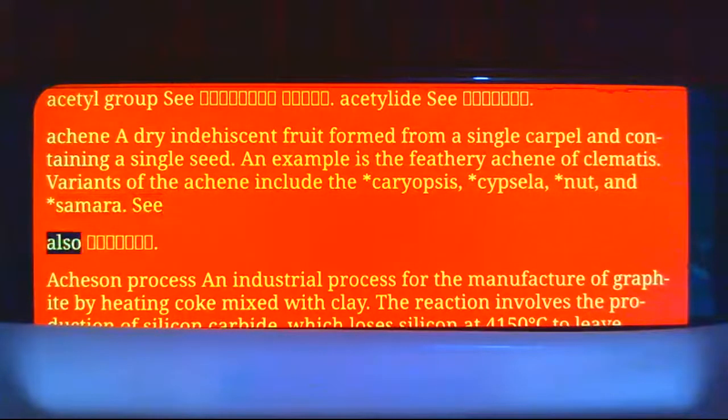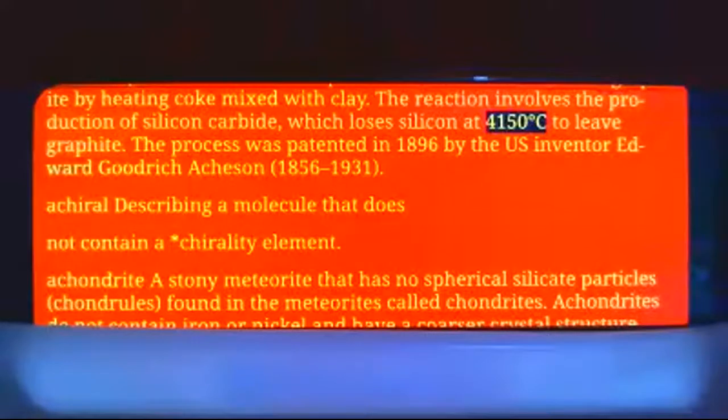Also, Acheson process, an industrial process for the manufacture of graphite. The process was patented in 1896 by the U.S. inventor Edward Goodrich Acheson, 1856-1931. Achiral, describing a molecule that does not contain a chirality element.